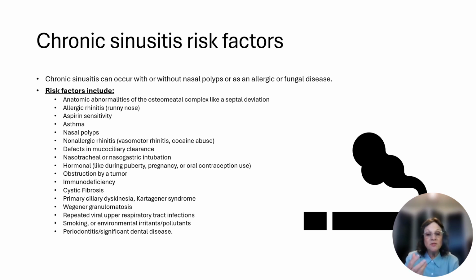Hormonal things. So we do see sinusitis risk increase during things like puberty, pregnancy, or even contraceptive use because it's triggering more of a widespread inflammatory process. If you have a tumor obstructing somewhere, immunodeficiency where your body can't fight things off. Again, I mentioned cystic fibrosis, primary ciliary dyskinesia or Kartagener syndrome, Wegener granulomatosis, and repeated viral upper respiratory tract infections, smoking, environmental irritants, pollutants, or any kind of dental disease can all increase the risk of developing chronic sinusitis.